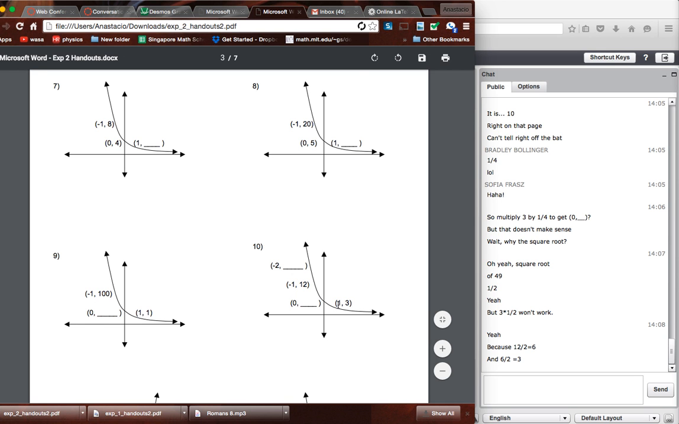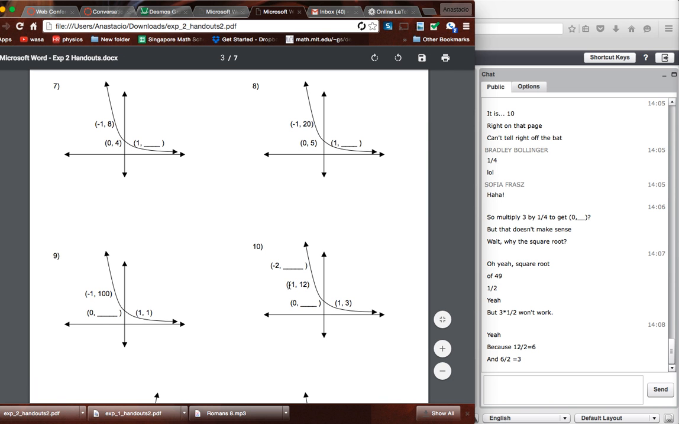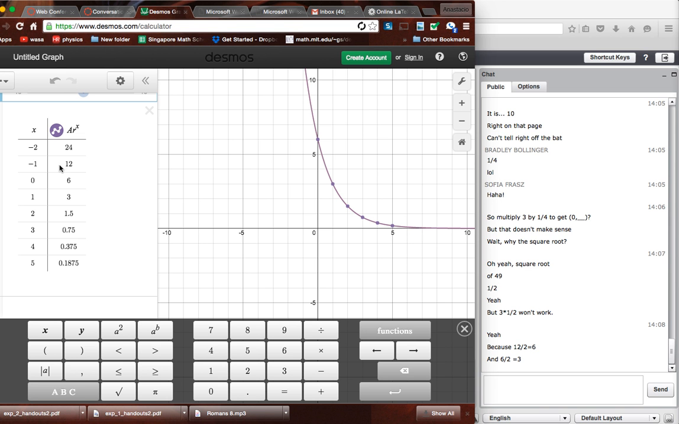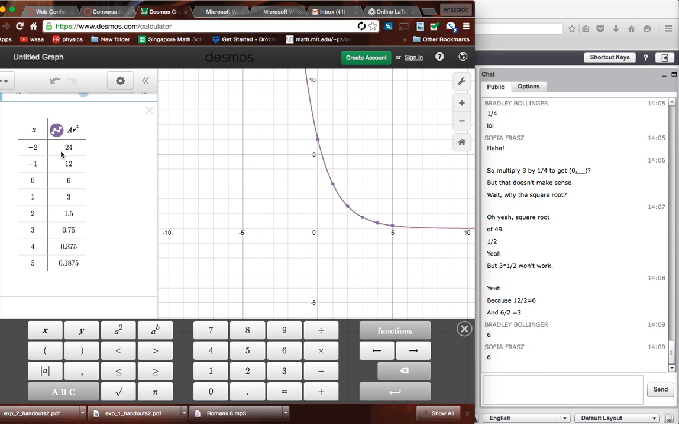it doesn't match because they're missing some blanks, but apparently I know what the blanks are, by the way. At 1 you get, this matches, right? At -1 you get 12, at 1 you get 3. Awesome. Then what is 0? 6. And what is -2? 24.